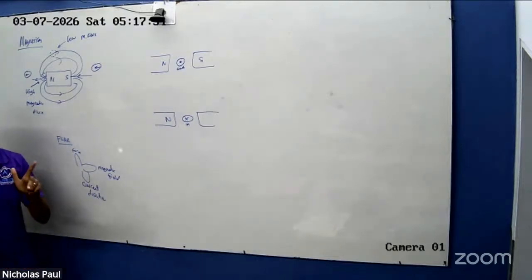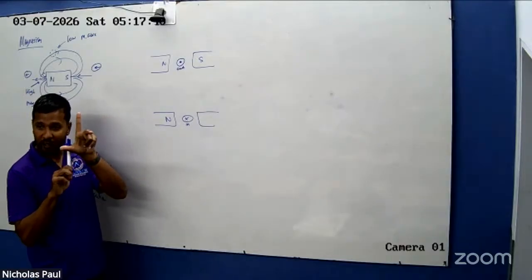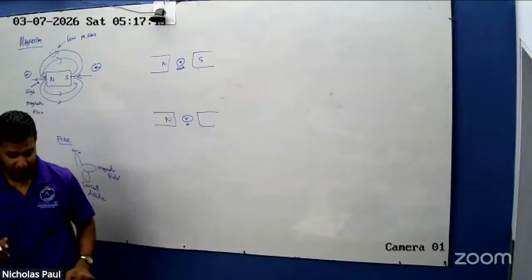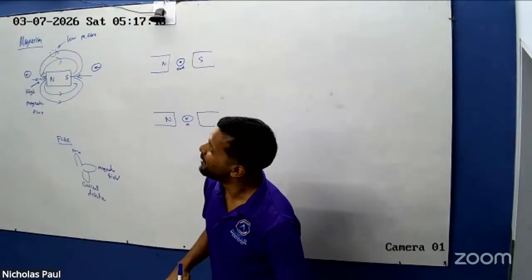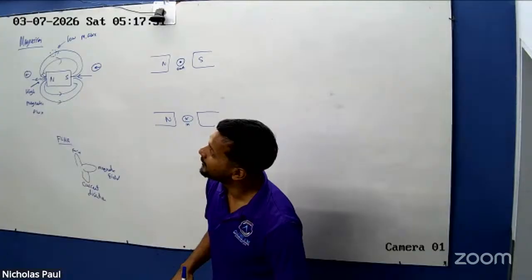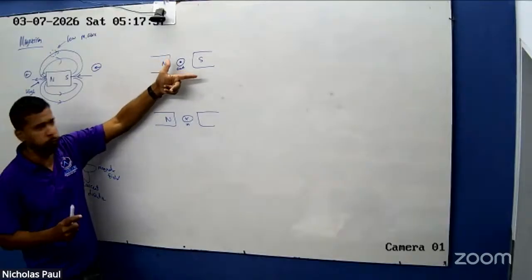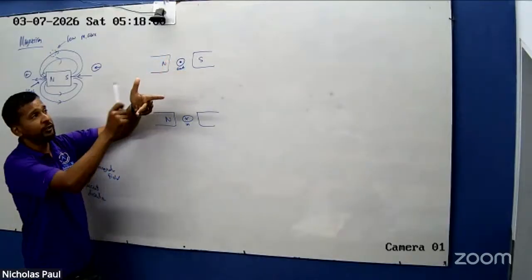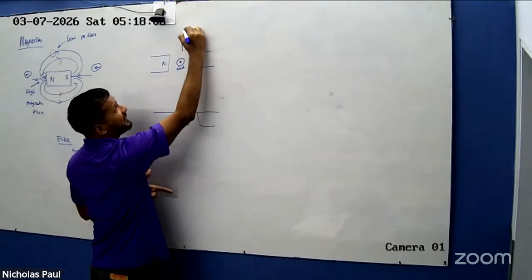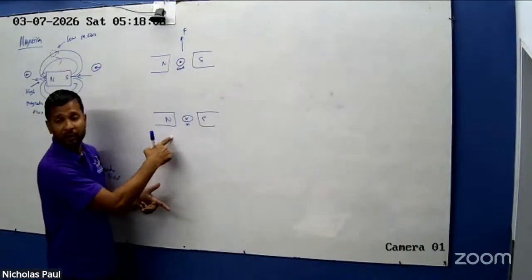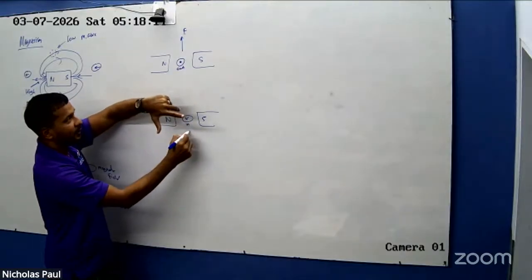Whenever you have a current carrying conductor in a magnetic field, you'll experience a force. So if you look here, magnetic field, north to south, current coming out. So the force exerted is where? Up. The force exerted is upwards. Here, magnetic field, north to south, current going in. So the force is down.